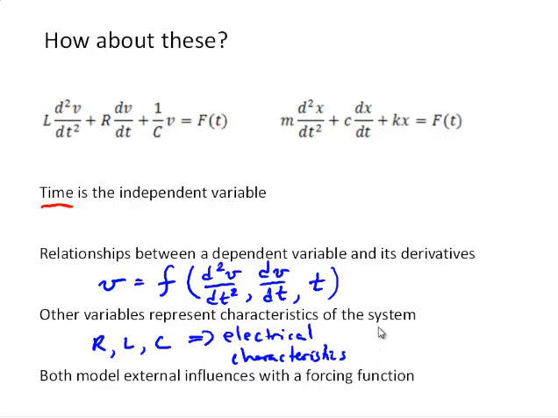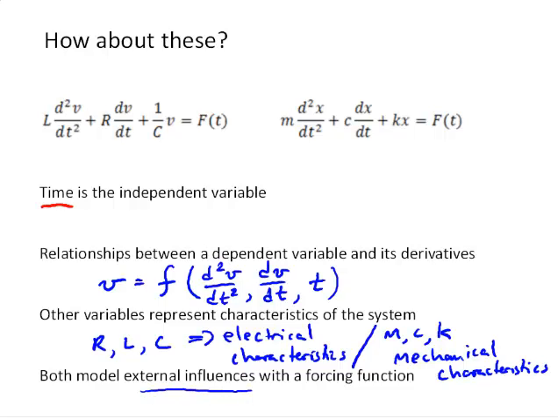And in the circuit, or in the spring mass oscillator model, we have M, C, and K, which are mechanical characteristics of that system. K being the spring constant, C being the damping coefficient, and M being the mass. Both of these models allow us to model external influences with the forcing function. And this is just some function of t that we can use to model some external thing.